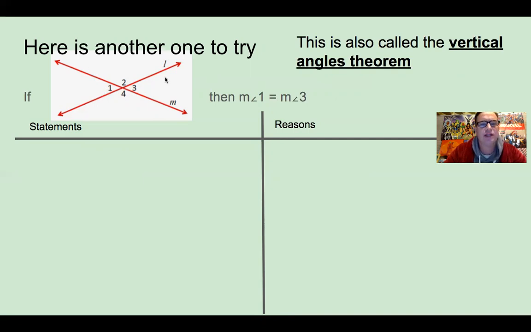This picture is the way that it's set up. So we want to be able to say if it looks like this, then the measure of angle 1 is equal to the measure of angle 3. Now, here is the thing. Vertical angle theorem tells us that this is the case.